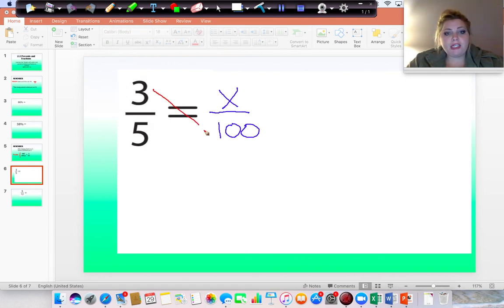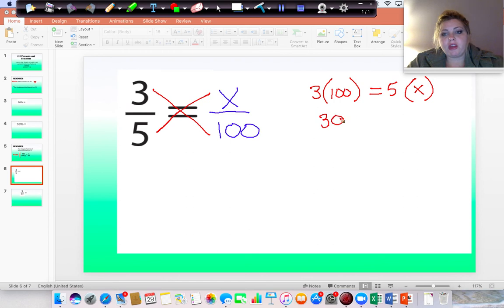So 3 times 100, I'm going to show this over here, 3 times 100, and we need to set that equal to the opposite side when we cross multiply this side. 5 times x. So 5 times x. 3 times 100 gives me 300. And 5 times x gives me 5x.